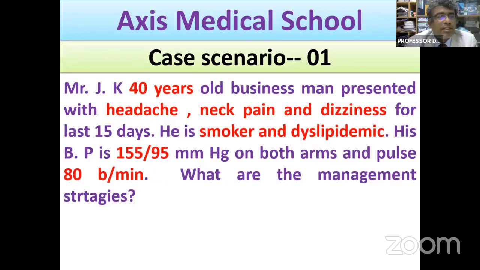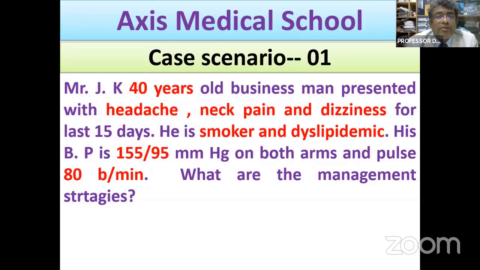Mr. Someone, who is 40 years old, a businessman, presented with headache, neck pain, and dizziness for the last 15 days. He's a smoker and dyslipidemic. His blood pressure is 155 over 95 millimeter of mercury on both arms, and pulse is around 80 beats per minute. So what should be the next management strategy regarding this hypertension?